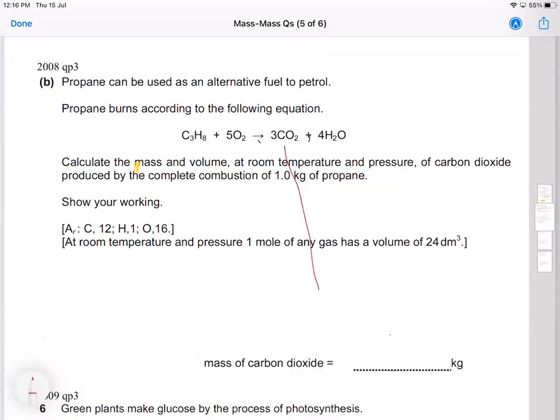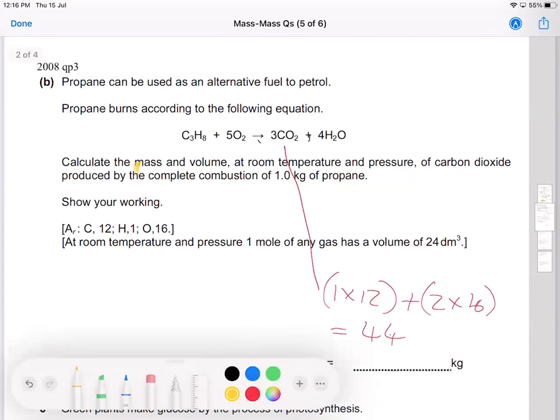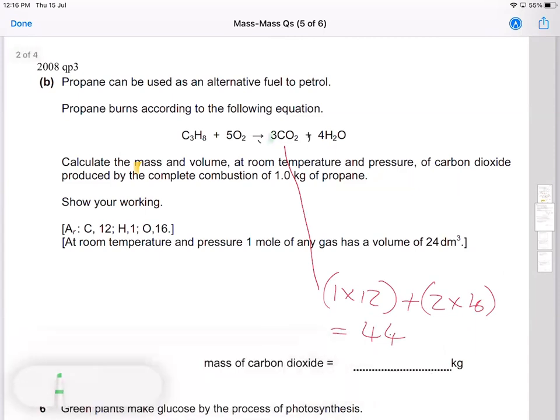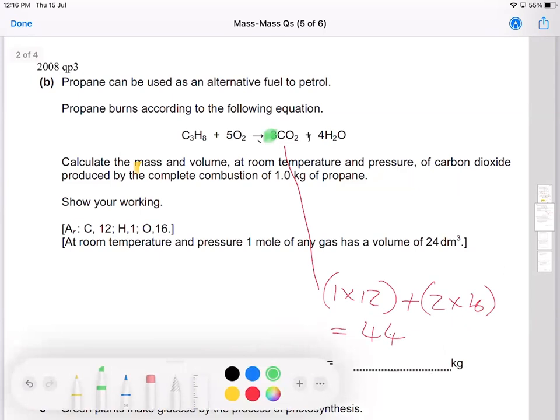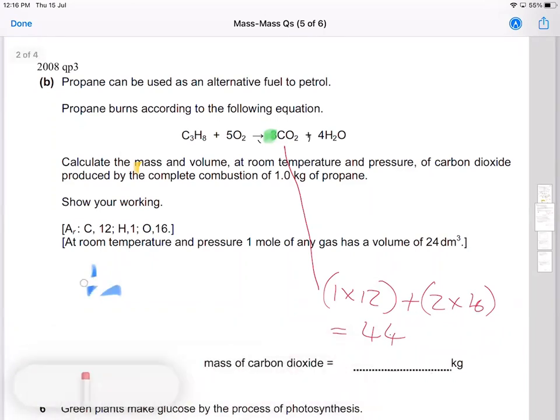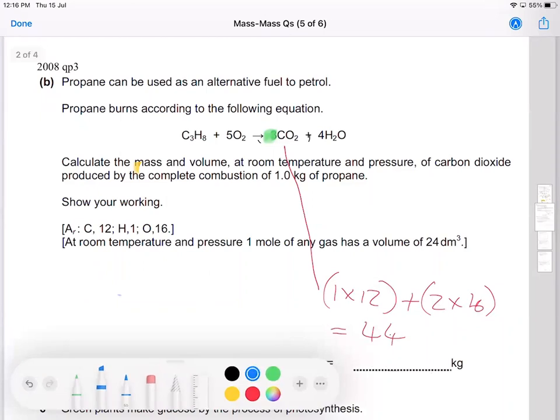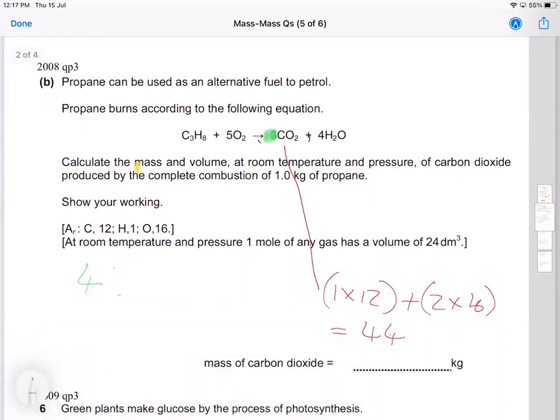You can do the carbon dioxide on its own, and you can say 1 times 12, and you can add it to the 2 times 16, and that'll give you 44. Cool, but then you have to multiply that by the number on the balanced chemical equation. So you've got to take that 3 over there, and you've got to say that your ratio is 44 goes to 3 times 44. Does that make a bit more sense?